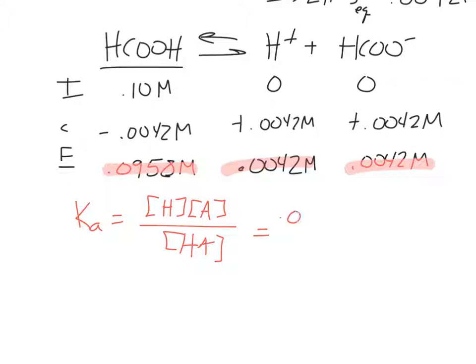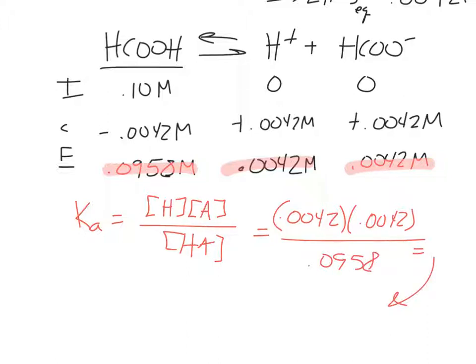So I can put 0.0042 times 0.0042 over 0.0958 and calculate that to two significant figures. And the answer is 1.8 times 10 to the negative fourth. And that's a unitless number. That's the Ka, or the equilibrium constant for this weak acid.